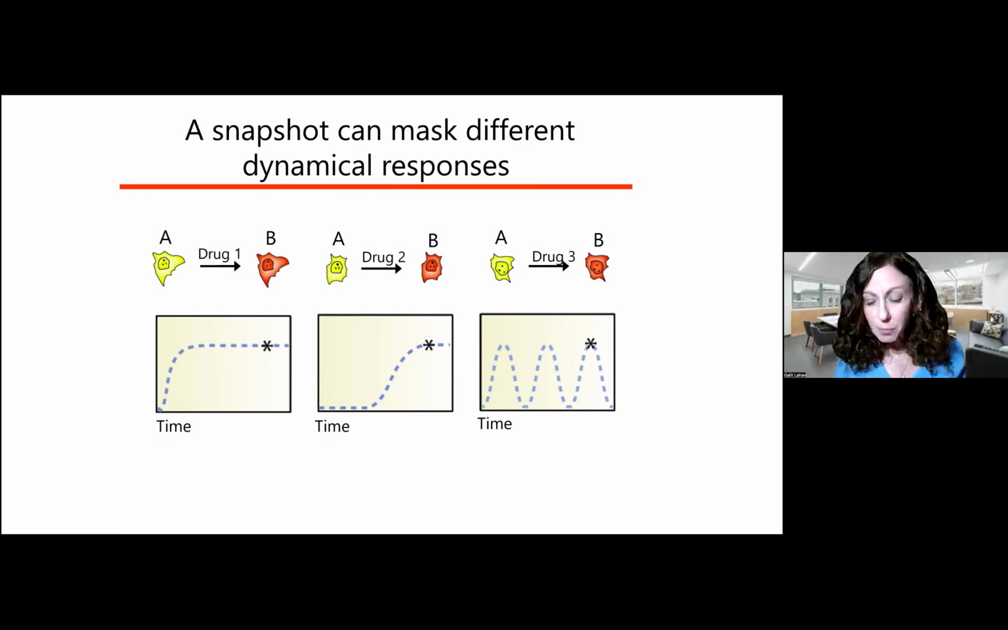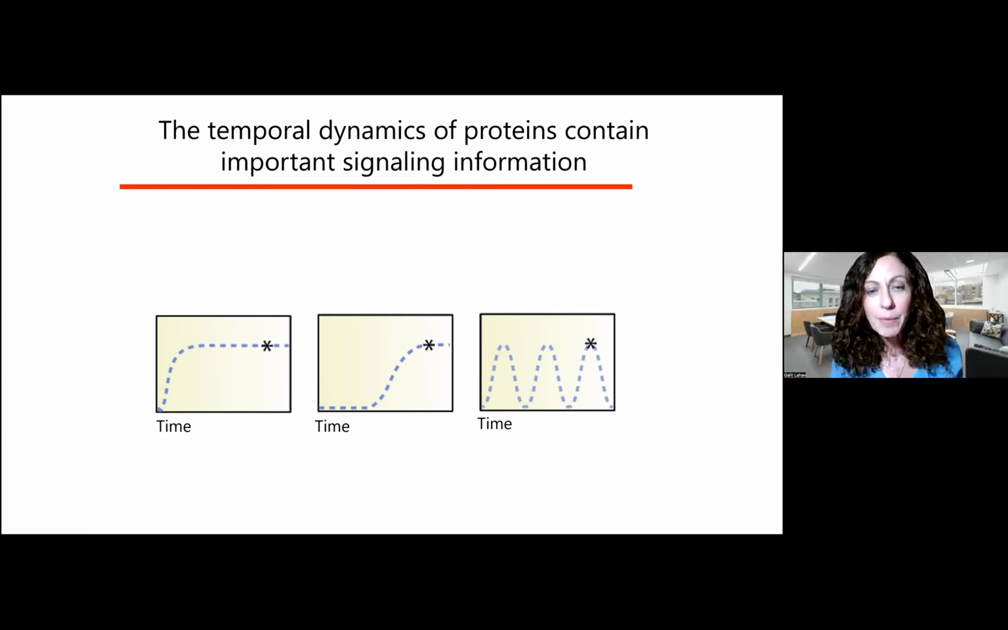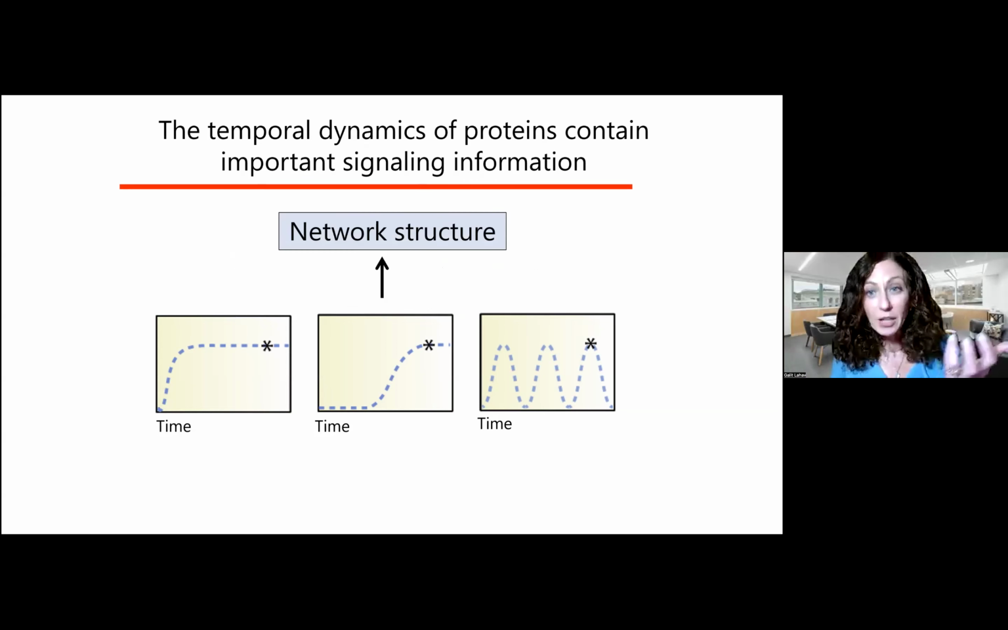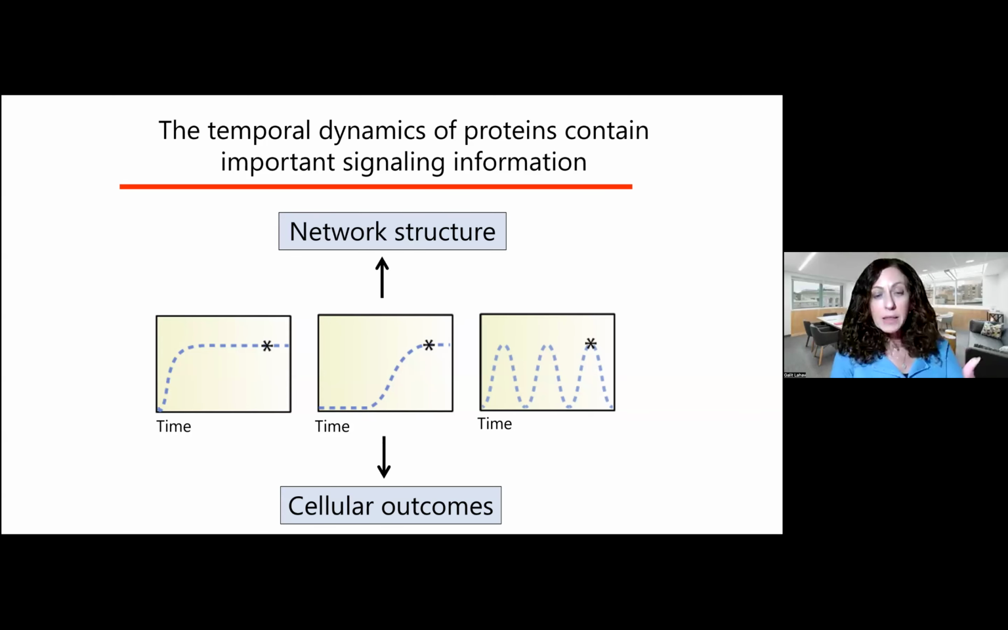And why is this important? Well, first of all, if you understand the dynamics of the system, it can teach you a lot about the network structure, all the feedbacks and connections that lead to these dynamics, right? How these dynamics are encoded. And it can also teach you a lot about the cellular outcome, how these dynamics are decoded in order to trigger different outcomes.